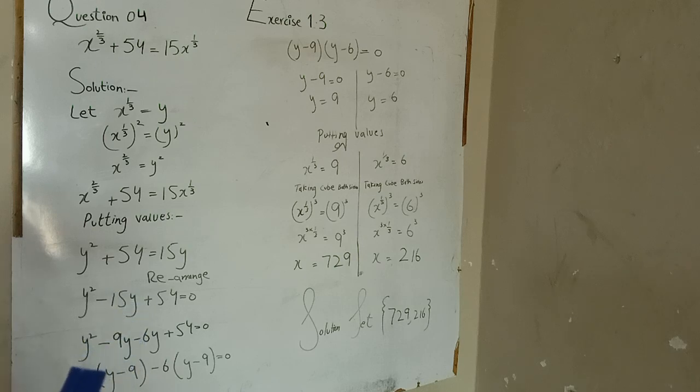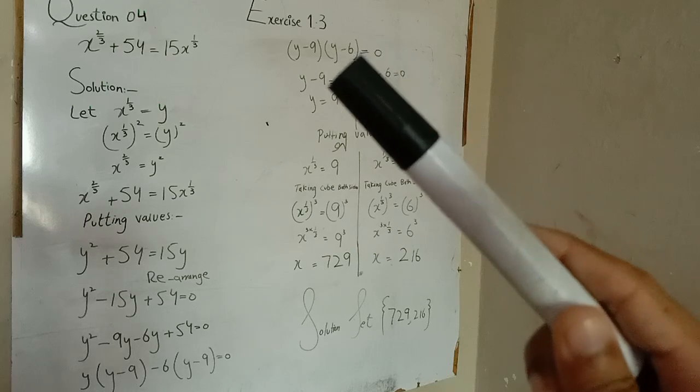So the first two terms are y squared and minus 9y. y is common, and the remaining is y minus 9. Next, the third and fourth terms: minus 6 is common. So we change the sign in the bracket, and minus 54 divided by 6 leaves 9. So two factors come after factorization: y minus 9 and y minus 6 is equal to 0.